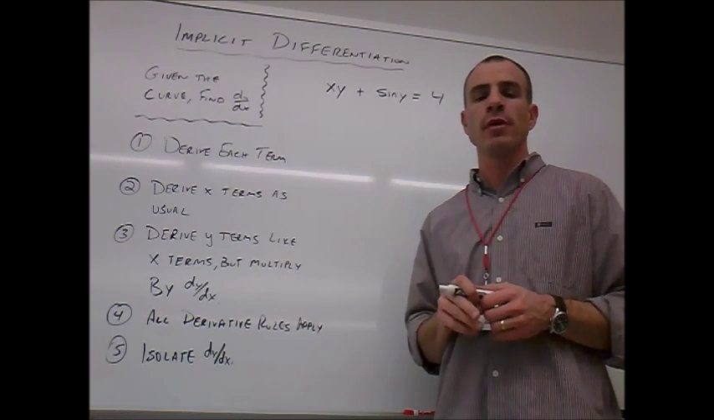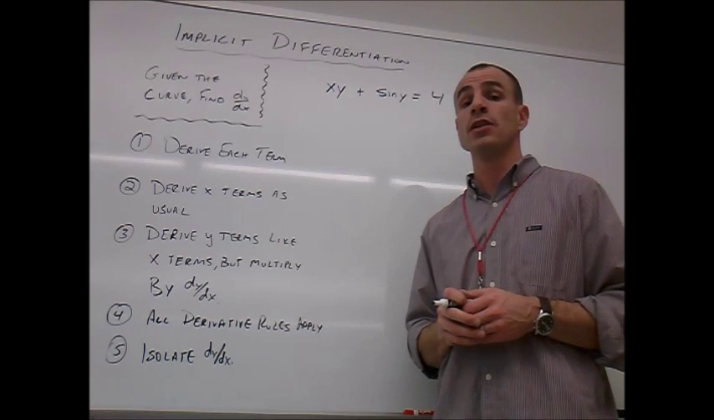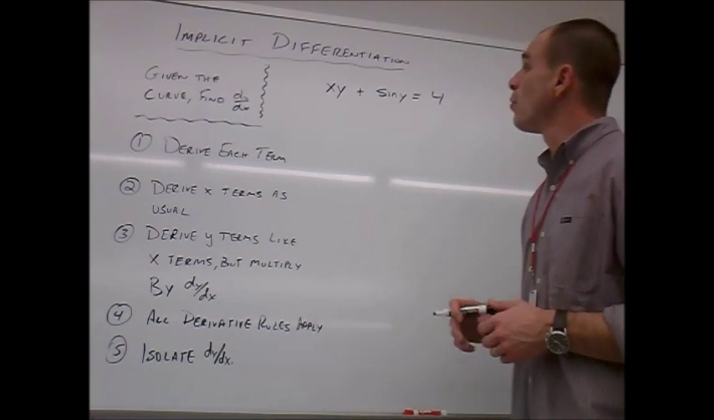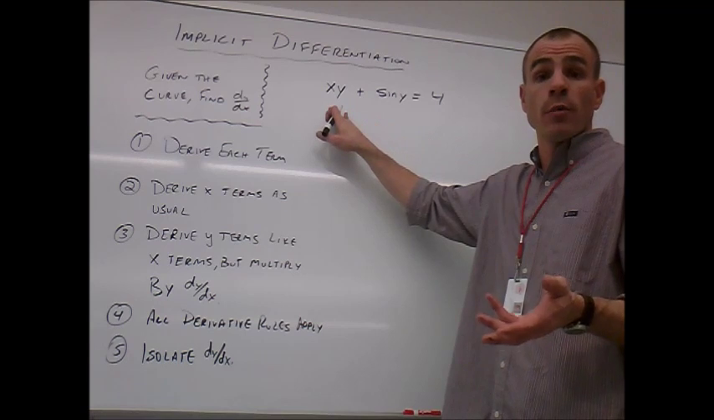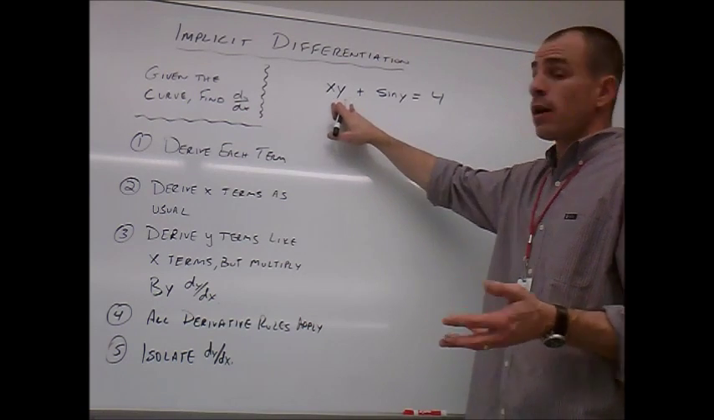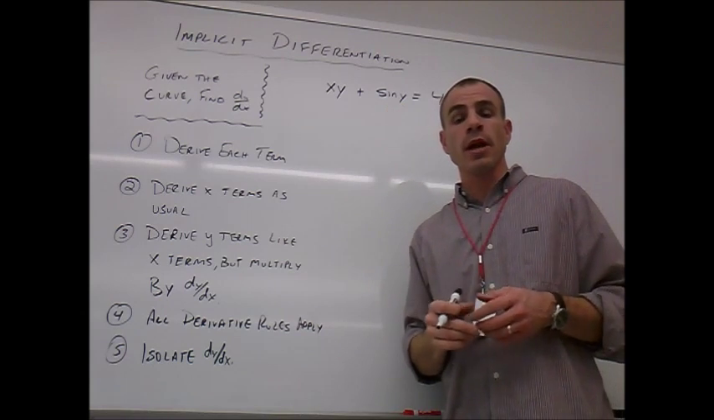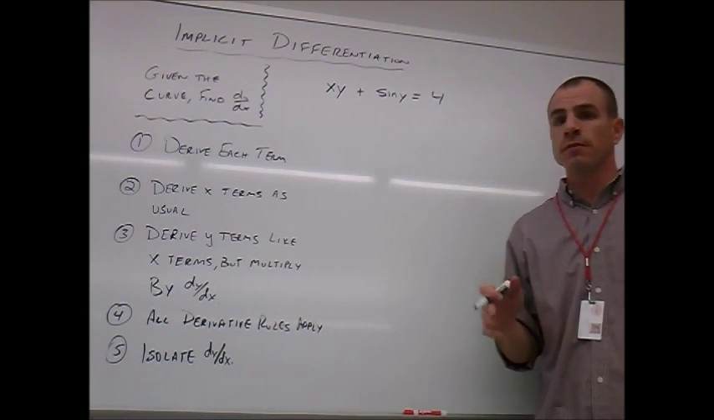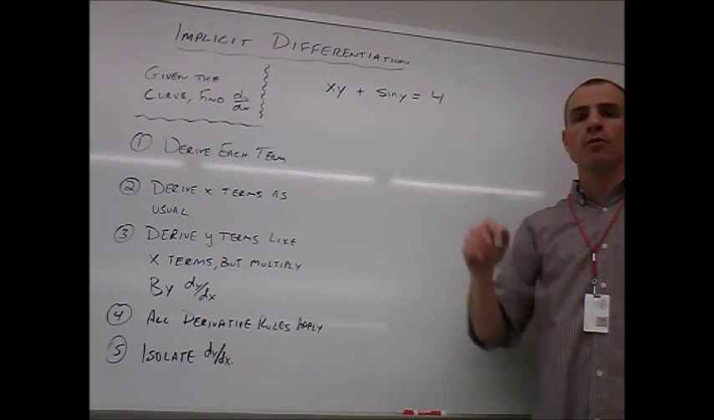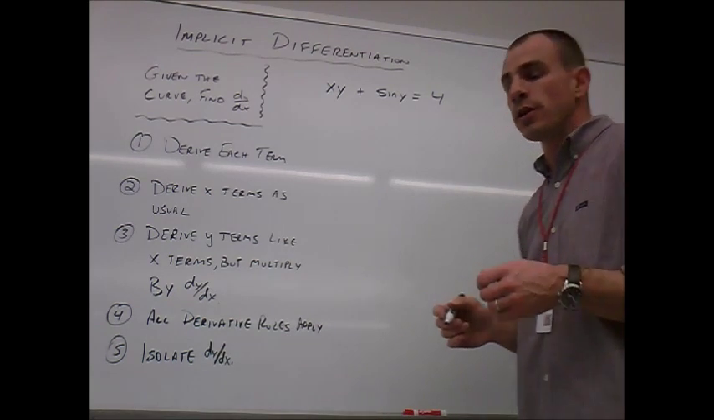You can see above my shoulder we have a situation where we're going to be doing the chain rule. Actually, we'll be doing the product rule as well. We have x times y, that'll be a product rule, plus sine y, that'll be a chain rule. Even though it's an implicitly defined curve, it's okay. We can still do all the rules that we've learned already. So let's go ahead and do that.